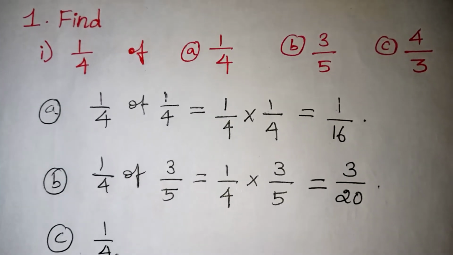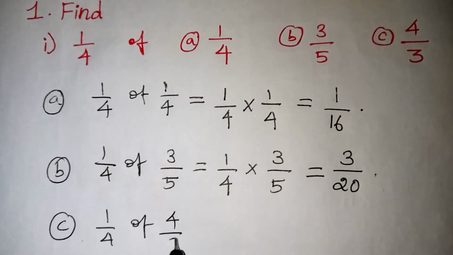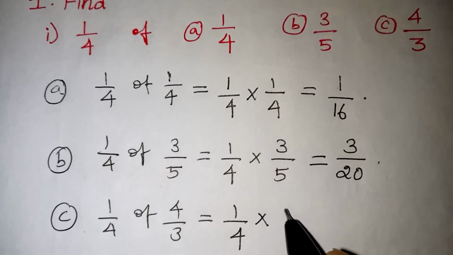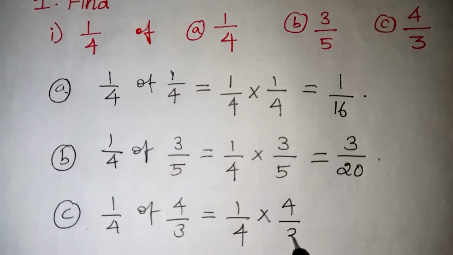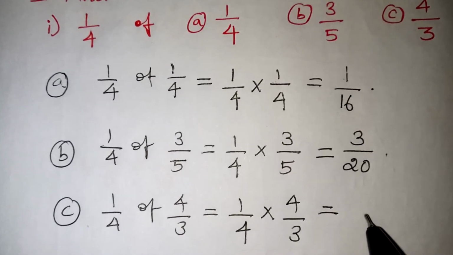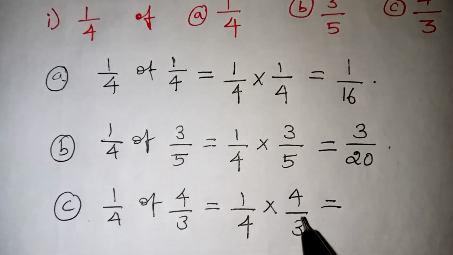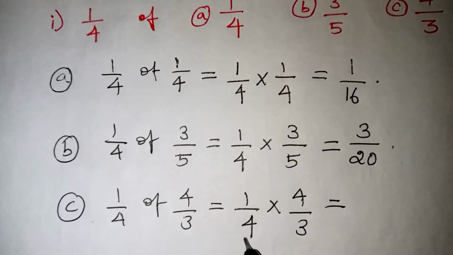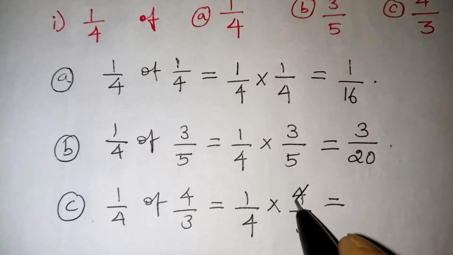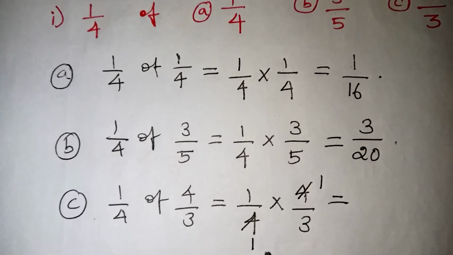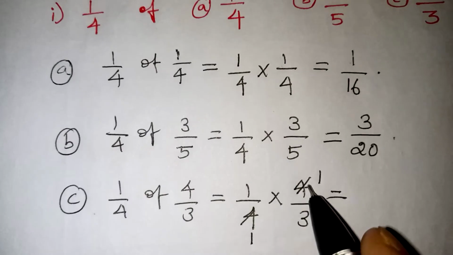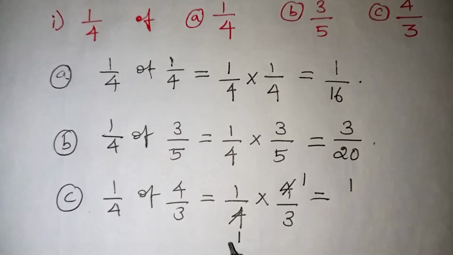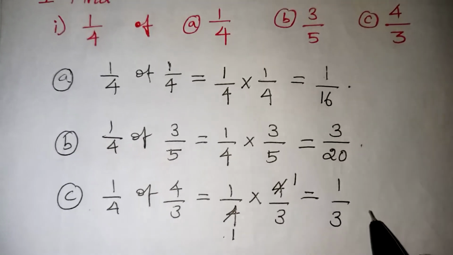Third one, C problem. 1 by 4 of 4 by 3. So here again "of" should be changed into multiplication. So 1 by 4 into 4 by 3. Either you can multiply and cancel or you can cancel and do the answer. Here 4 is in the numerator, 4 is in the denominator. Both will come in the 4 table one time. So 4 ones are 4, 4 ones are 4 again. So both are the same table, we can cancel it. Now the remaining numbers you can multiply. 1 ones are 1. 1 3s are 3. That is your final answer.